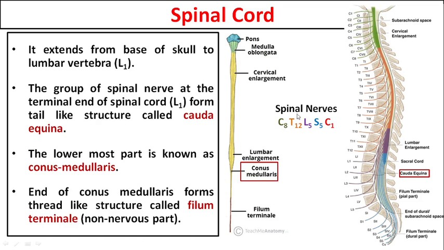Then in your thoracic section, you have 12 nerves. In your lumbar region, you have 5 nerves, 1, 2, 3, 4, and 5. In your sacral region, you have 5 more nerves. And in your coccyx region, however you pronounce it, you have 1 nerve. Clear? That is the final nerve which will be present there. So together, if you total this up, the number is 31. There are 31 nerves which arise from your spinal cord.